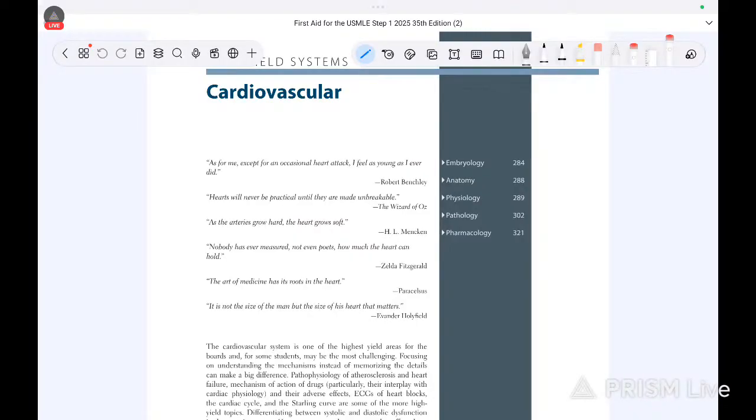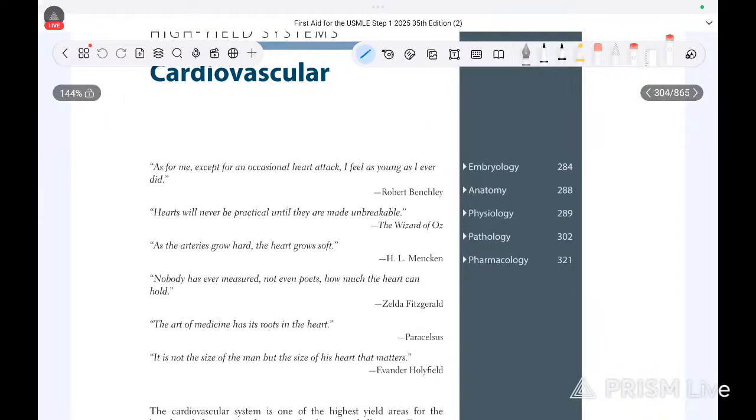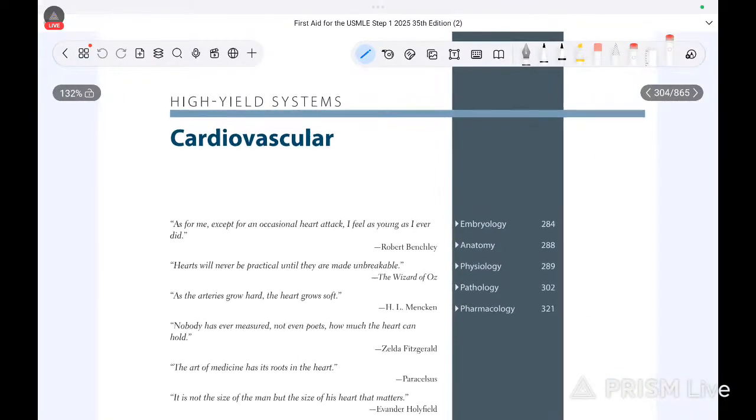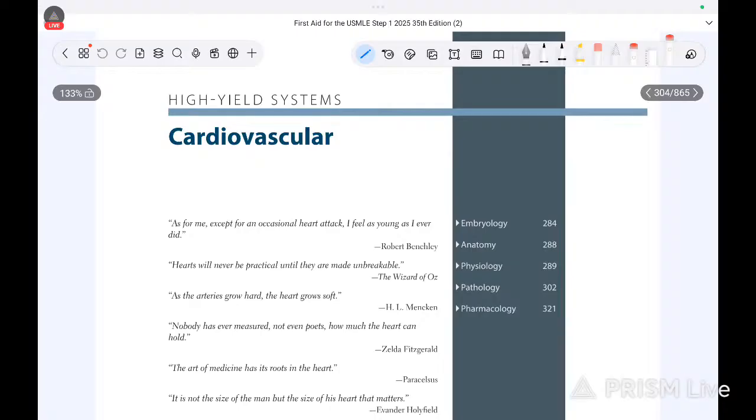Okay, so let's start with the cardiovascular system of the book First Aid for USMLE Step 1.